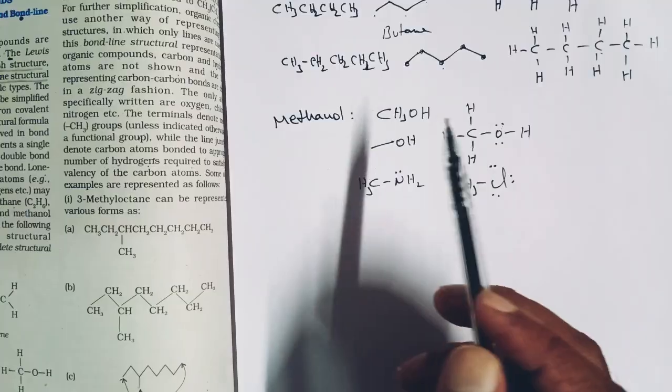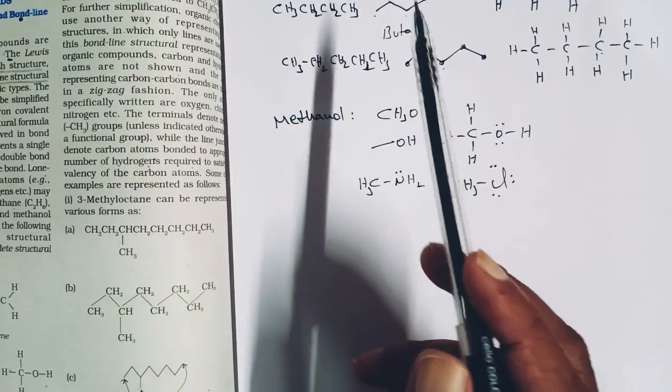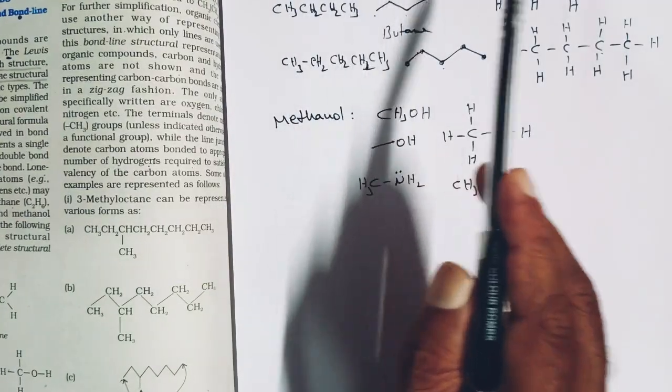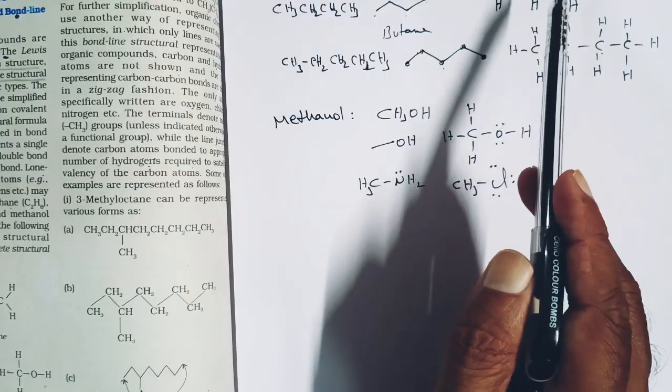Okay. These are the structural representations of condensed structure, bond line structure, and fully complete structural formula.